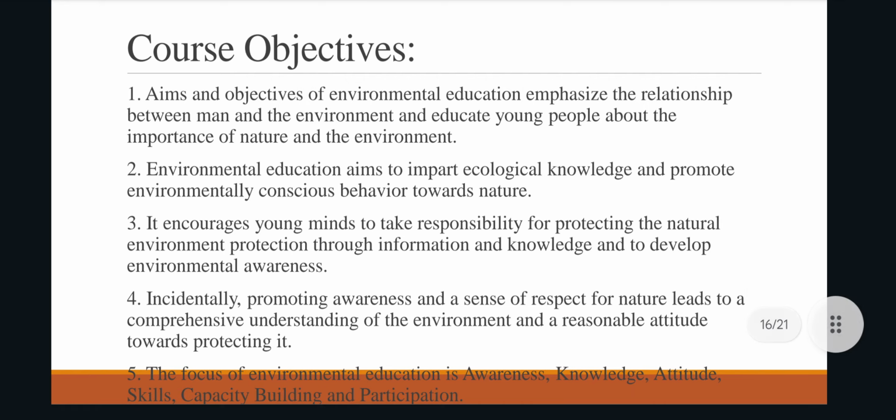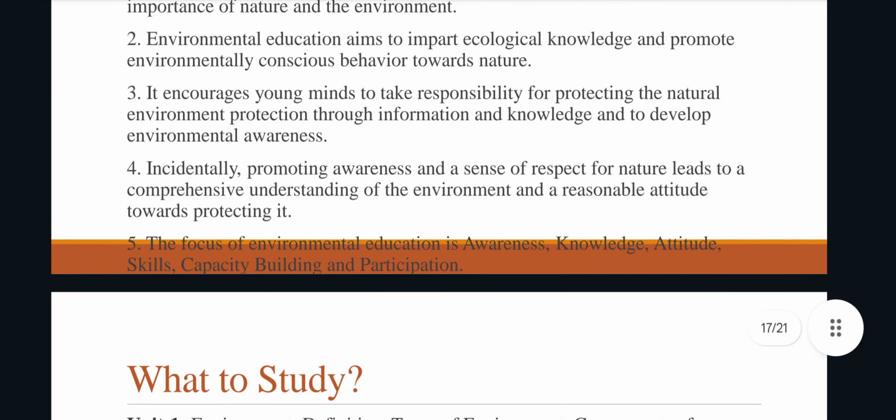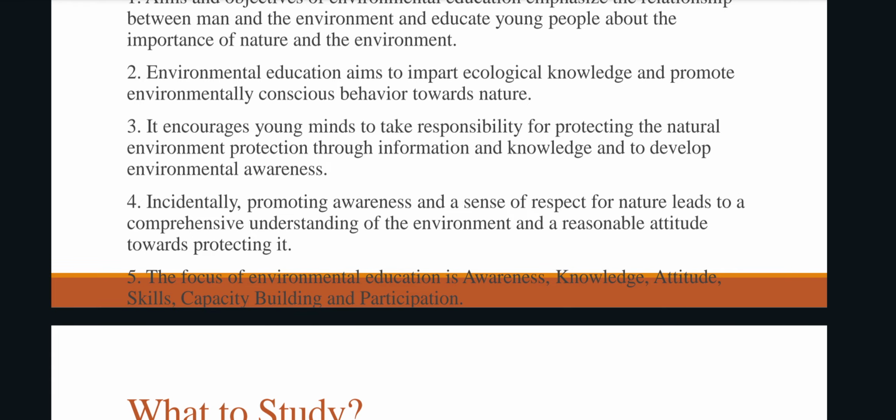Now the course aims and objectives. The aims and objectives of environmental education are to emphasize the relationship between man and environment and to educate young people about the importance of nature and environment. Environmental education aims to impart ecological knowledge and promote environmentally conscious behavior towards nature. It also encourages young minds to participate in protecting the natural environment and develop environmental awareness. Incidentally, promoting awareness and a sense of respect for nature leads to a comprehensive understanding of the environment and a reasonable attitude towards protecting it. Thank you.